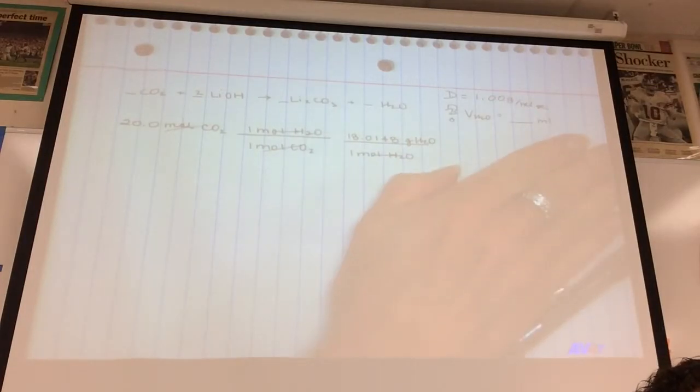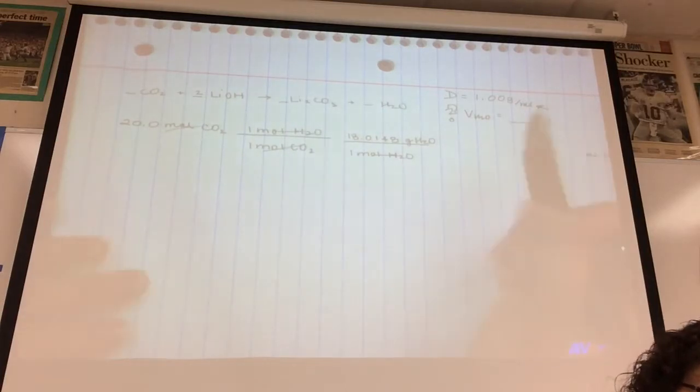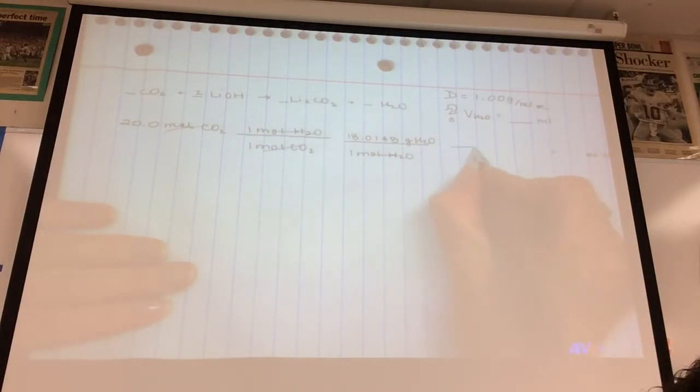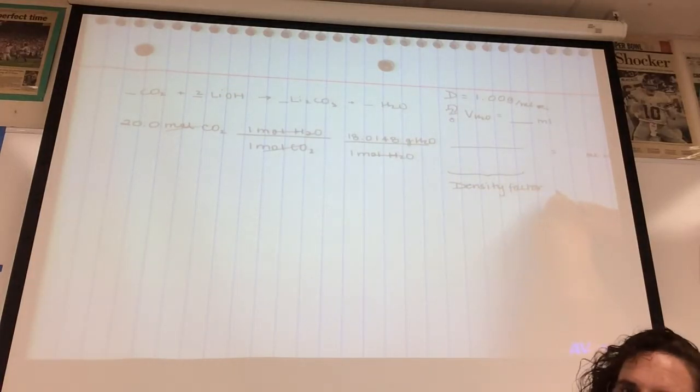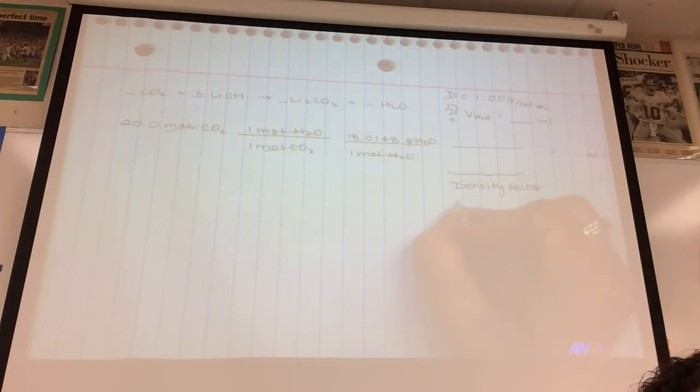So thus far, we've basically done a mole to mass conversion like we talked about the other day. Here's the new piece. This is going to be my density factor, allowing me to convert from mass to volume of the same substance. The density is equal to 1 gram per mil, and this is for water.